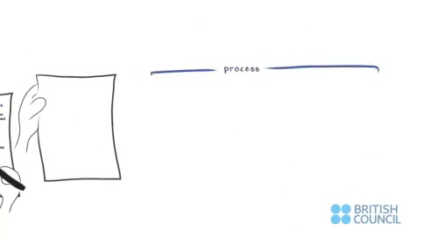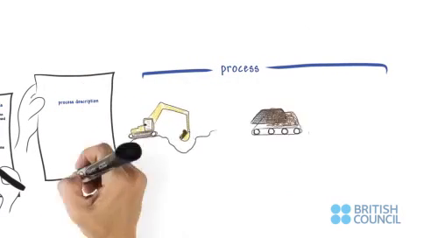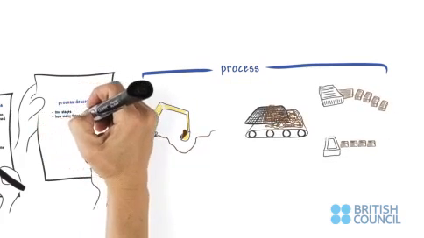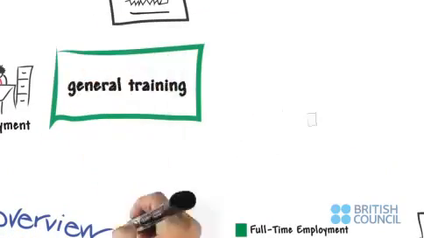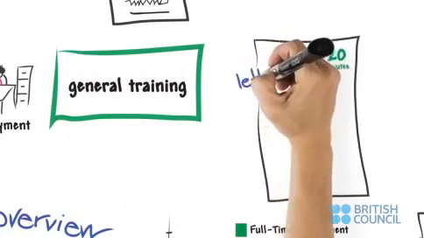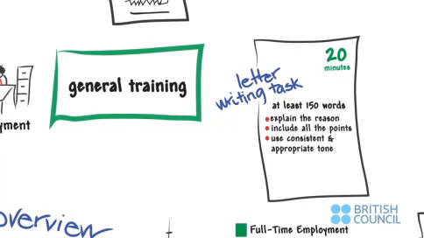In a question requesting a process description, the overview might identify the key stages in the process. For instance, how many stages there are and what each are, briefly. In the general training module, there is a letter writing task of at least 150 words. In this task, explain the reason for the letter. Include all the points mentioned in the question, and use a consistent and appropriate tone.